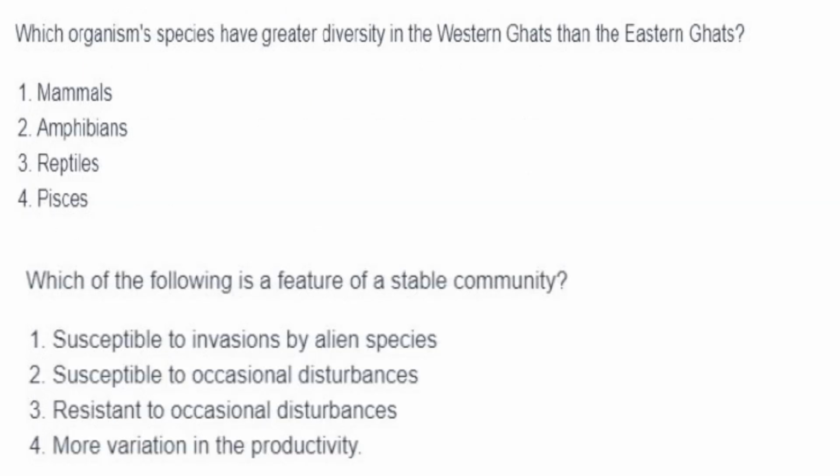Then which organism species have greater diversity in Western Ghats than Eastern Ghats? That is your amphibians. Which of the following is a feature of stable community? Susceptible to invasion by alien species? No. Susceptible to occasional disturbances? No. They are not susceptible to anything. They are resistant to occasional disturbances. Yes, that is correct.